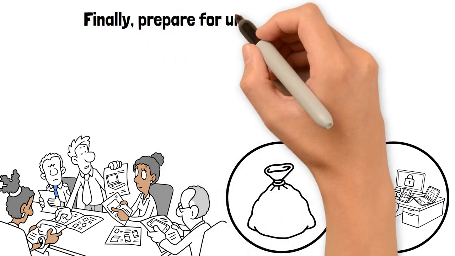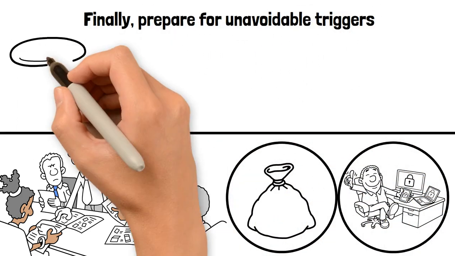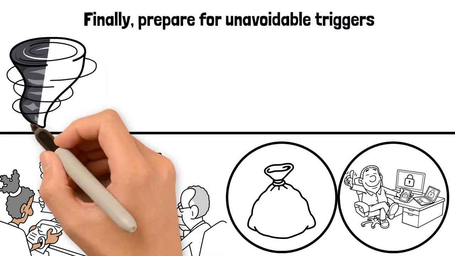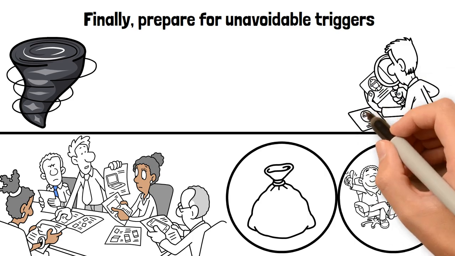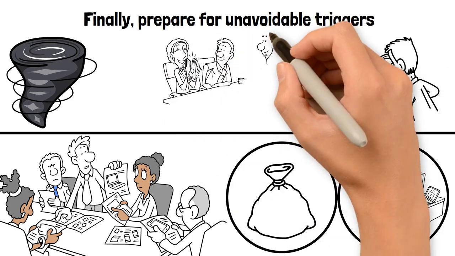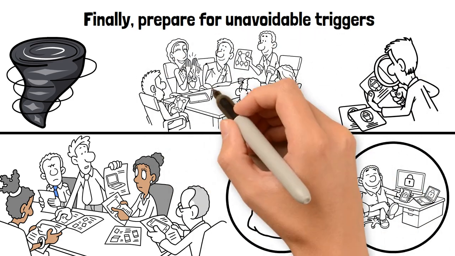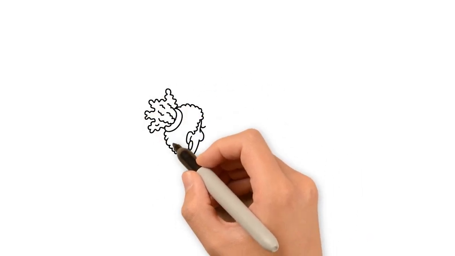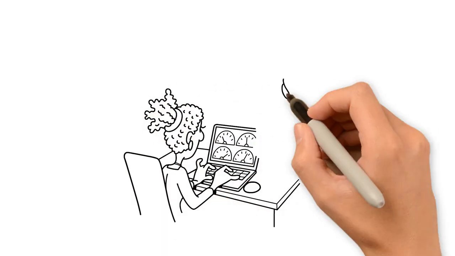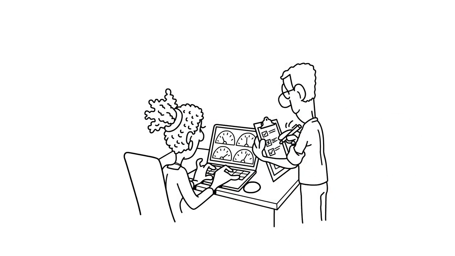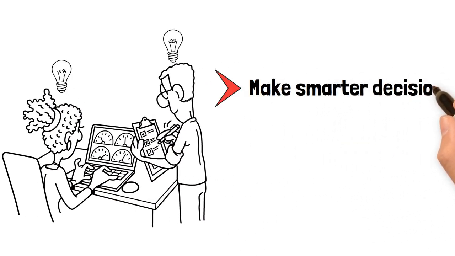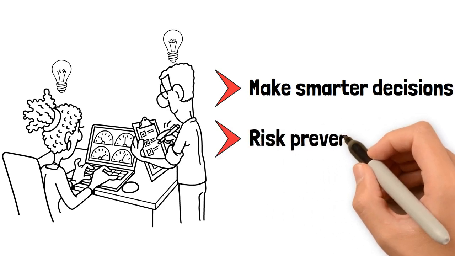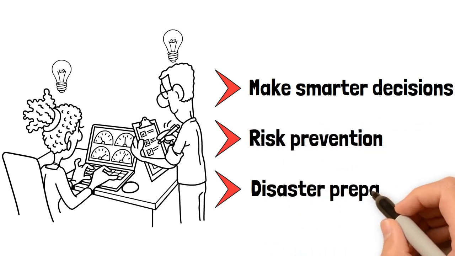Finally, prepare for unavoidable triggers. Some risks, like natural disasters, can't be avoided. Use your risk assessment to gauge their potential impact and develop strategies to mitigate and recover from them. A risk assessment is essential for identifying and evaluating external triggers that could exploit your vulnerabilities. By understanding these risks, you can make smarter decisions, avoid the most damaging stressors, and prepare for the ones you can't control.